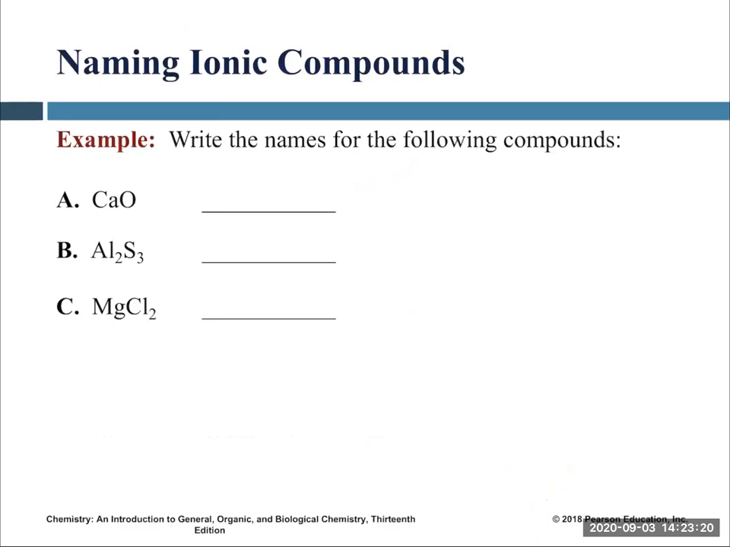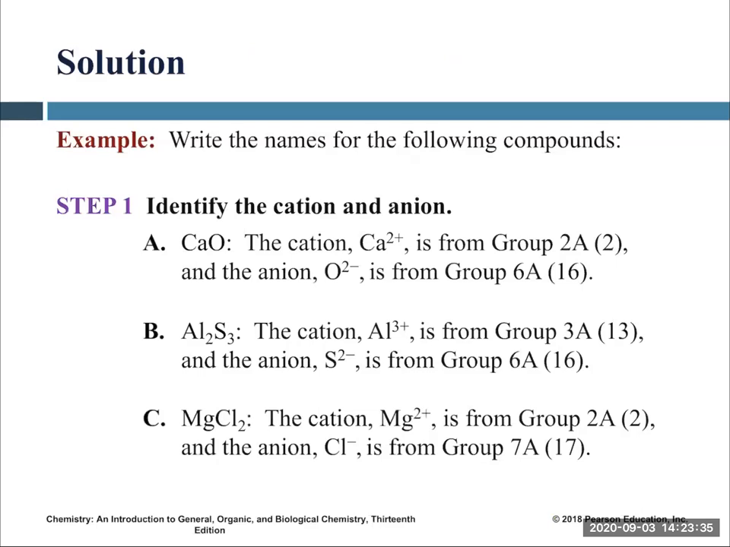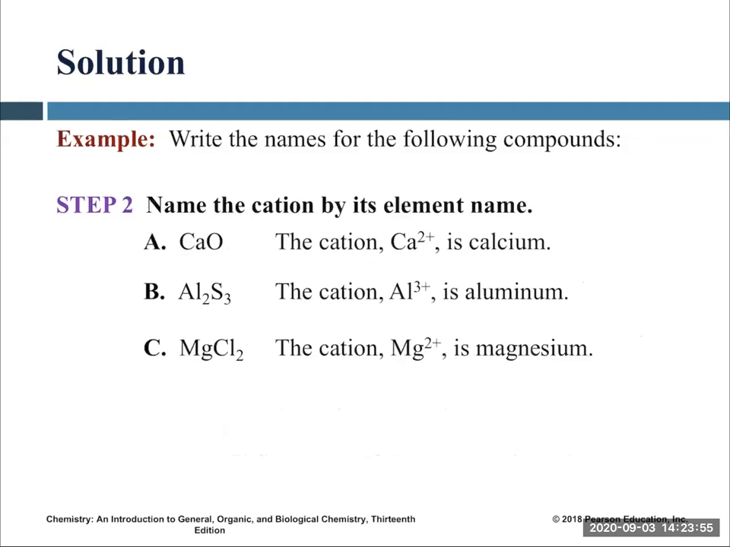For practice, give the names of the following. First, identify your cation and identify your anion. Figure out whether you have a metal type 1 or type 2 for all of them. So notice this is type 1 metal, type 1 metal, type 1 metal. Figure out their charges. By now you should memorize those charges, and do the same with the anions.